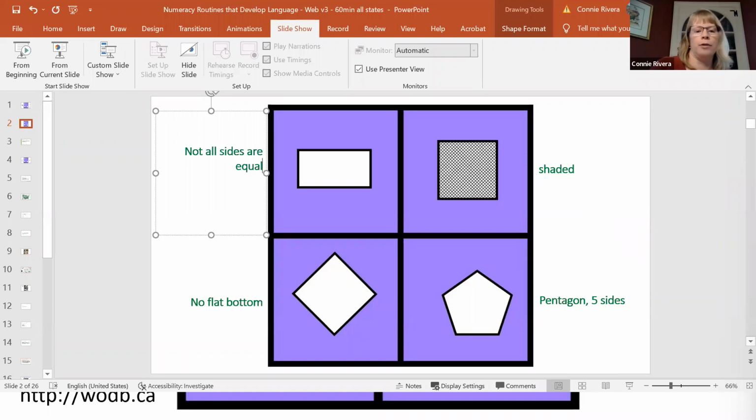I'm just going to restate the directions because I already took them off the screen as we got started. This is called Which One Doesn't Belong? We're doing it with shapes right now. And the idea is to explain why each shape does not belong with the others. And there are multiple reasons for each one of the shapes.